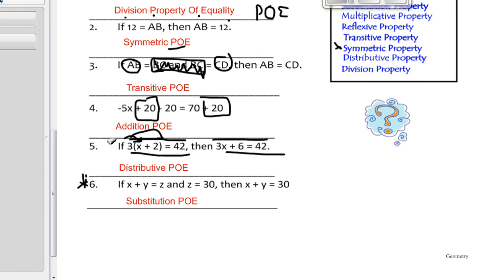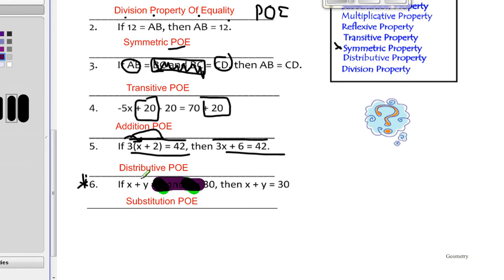All right, this is also a trick question. This actually has 2 answers. Notice once again that we have the z and the z back to back, and then they go away. And once they go away, cross them out, we're left with the first x plus y equal to the last 30. So you also could have had transitive property.